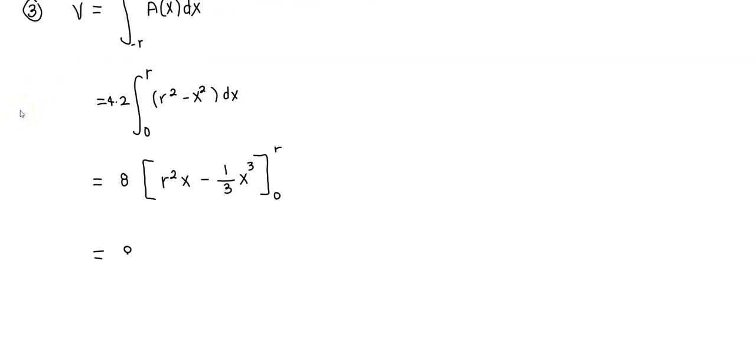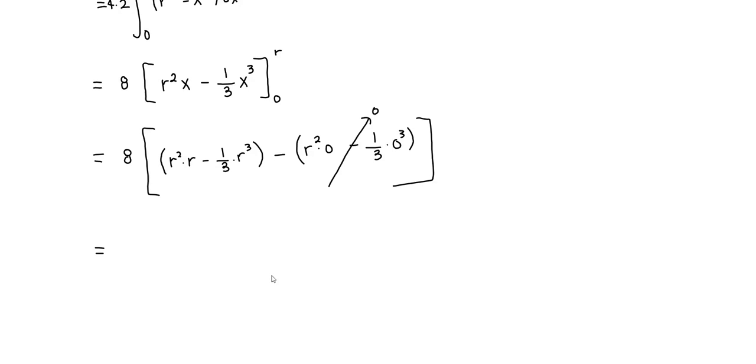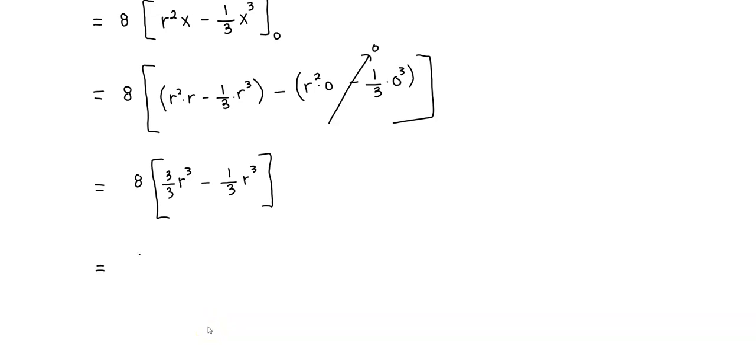Okay, now we're going to evaluate this. We have 8 times, well, this becomes r squared times r minus 1/3 times r cubed, minus r squared times 0 minus 1/3 times 0 cubed. We know that this becomes 0, and then we get 8 times 1 r cubed minus 1/3 r cubed. We know that this 1 is the same thing as 3 over 3. So this becomes 8 times 2/3 r cubed. And 8 times 2 is going to give us 16. So this becomes 16 over 3 r cubed.